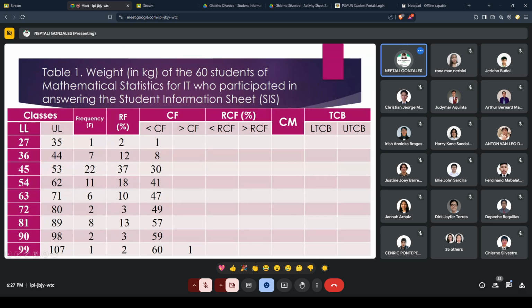So therefore, copying the frequency of the bottommost, which is 1, to get the next frequency, all you have to do is add the next frequency, which is 2. That's why it's 3. To get the next greater than cumulative frequency, add the next frequency, which is 8. So 3 plus 8 is 11. So to get the next frequency, what is the answer?